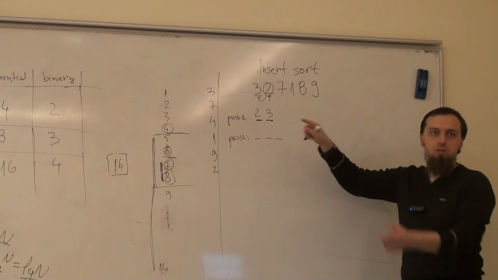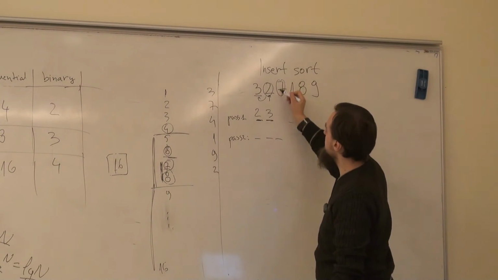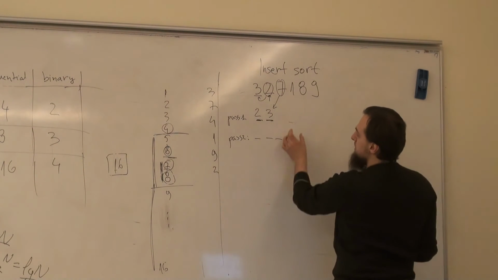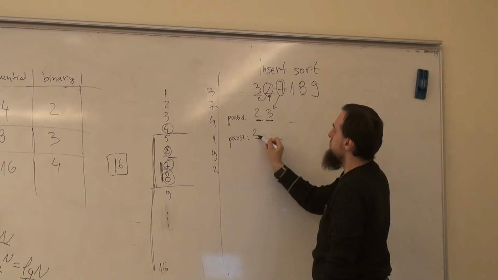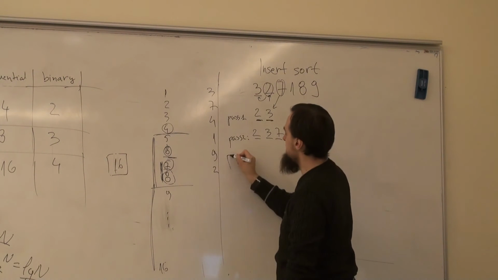In this sorted sequence, we want to add another number. Insert another number, which is 7. So we want to add 7 here. And how are we going to do that? Well, 7 is the greatest of them, so we have 2, 3, 7. Okay?